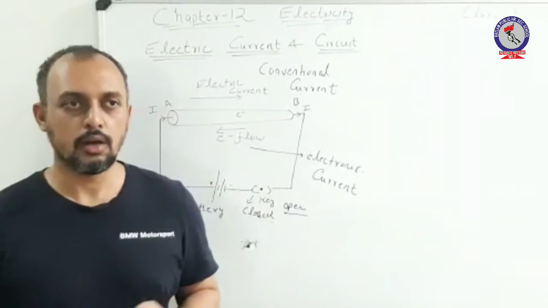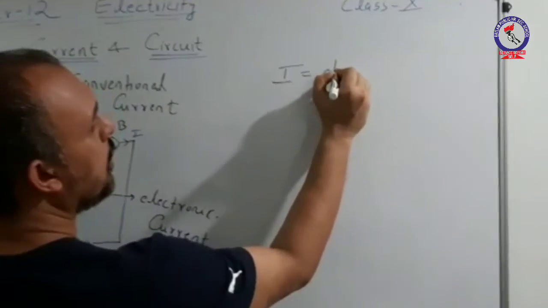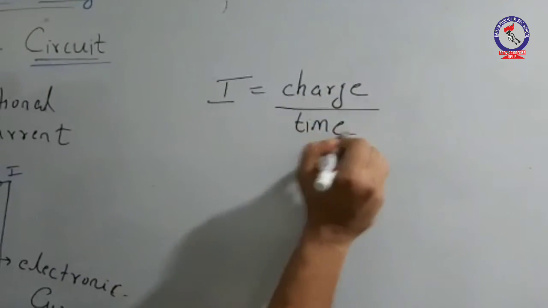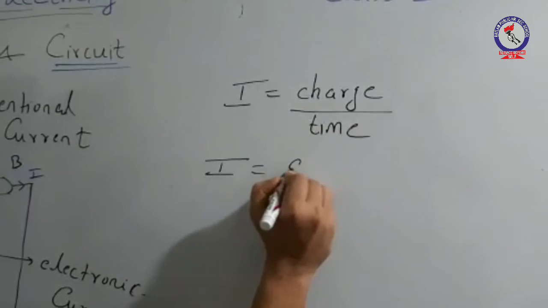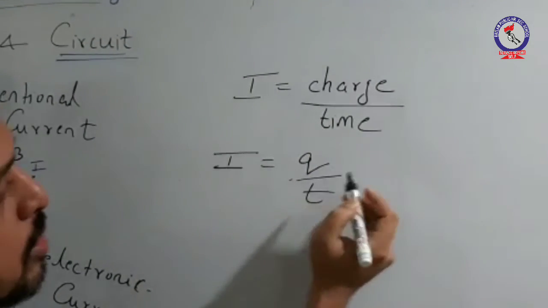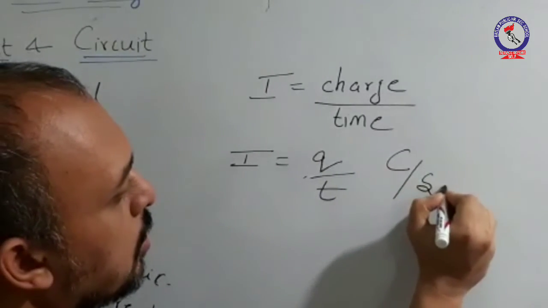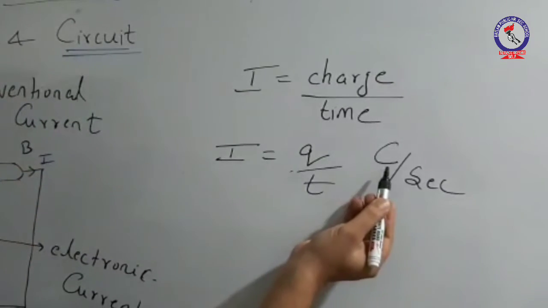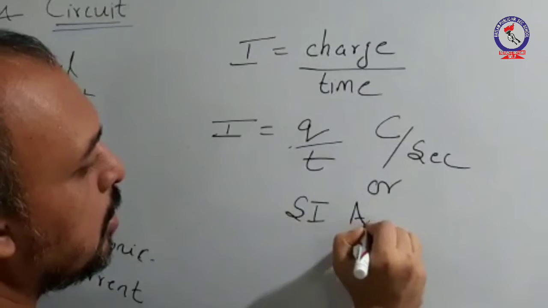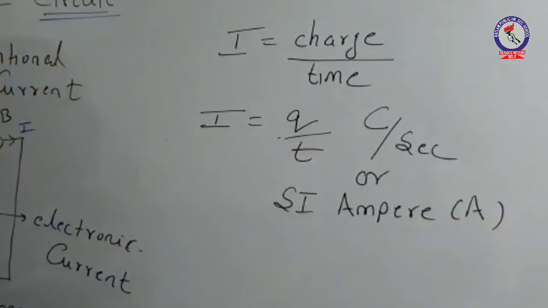Now, what is the unit of current? Current can simply be expressed as flow of charge per unit time. Therefore, it can be written as Q by T. As Q is charge, its unit is coulomb, T is time, its unit is second. So we get a unit of current as coulomb per second, or the standard unit of current is ampere. We represent it by capital A.